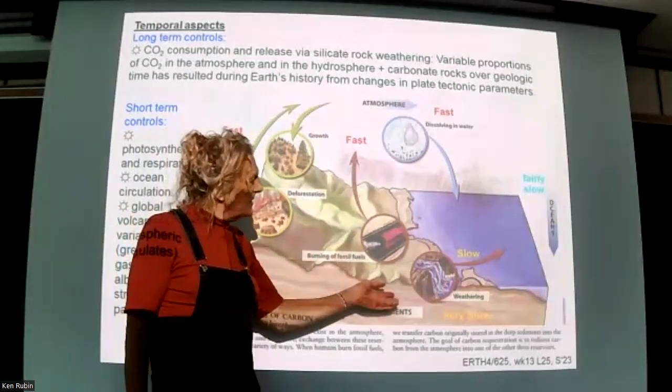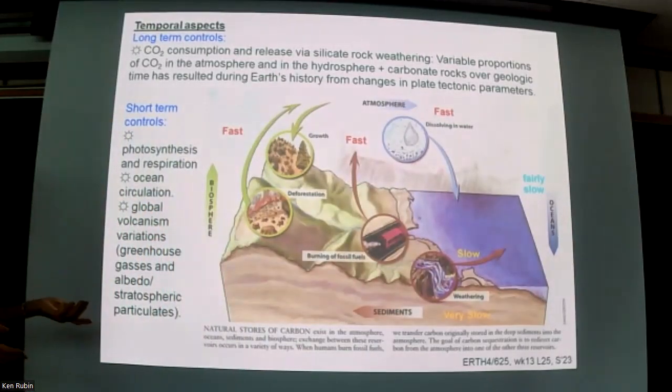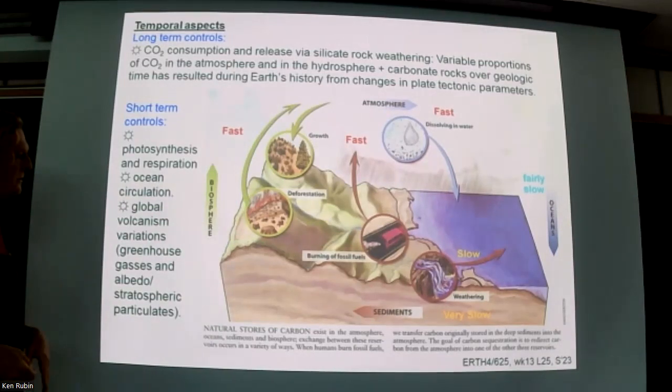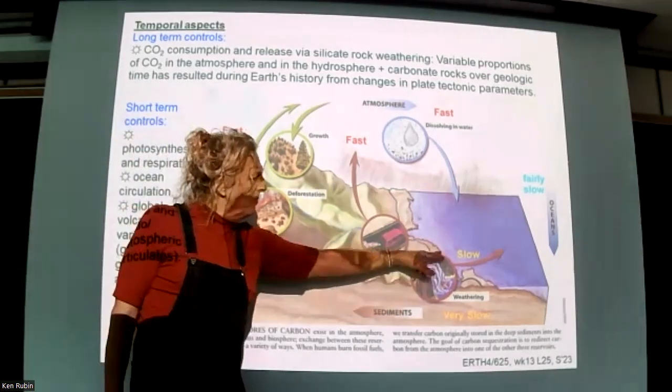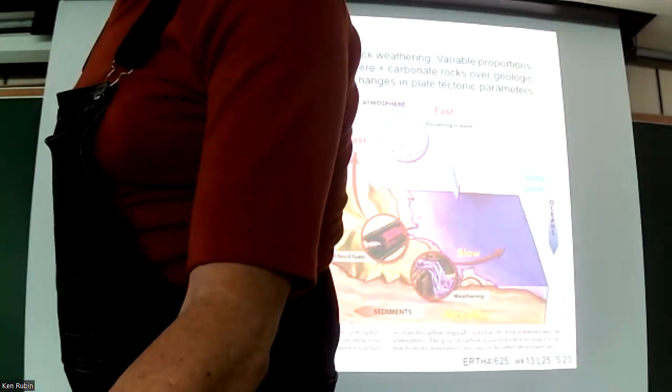Another thing that happens is the natural weathering of organic rich deposits or carbonate sediments when they reach the land surface. And this is a generally slow process. It's been slow over Earth's history. It happens, but not very quickly.